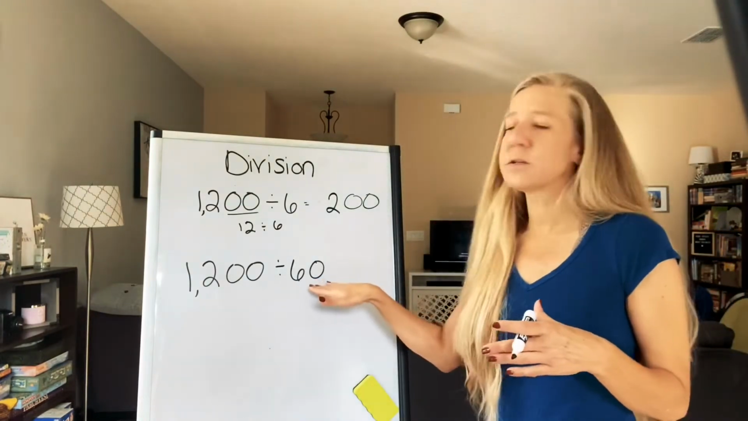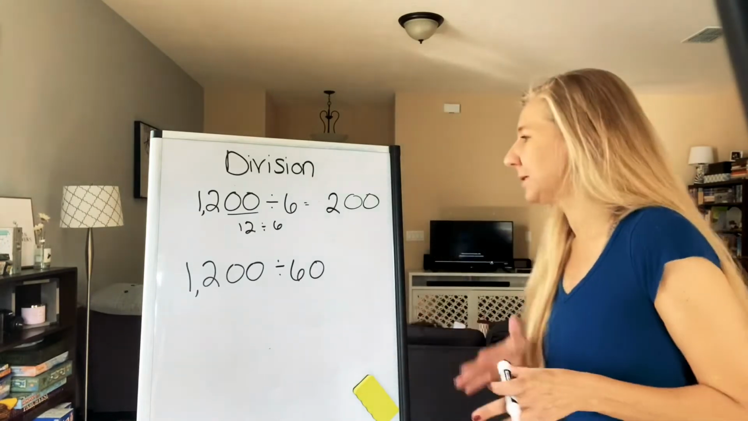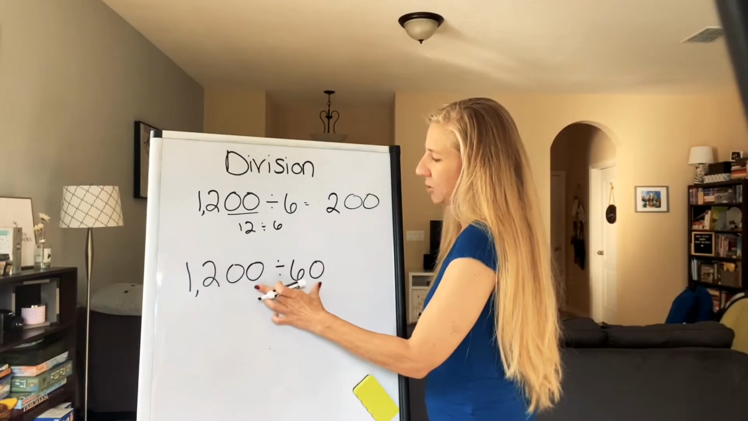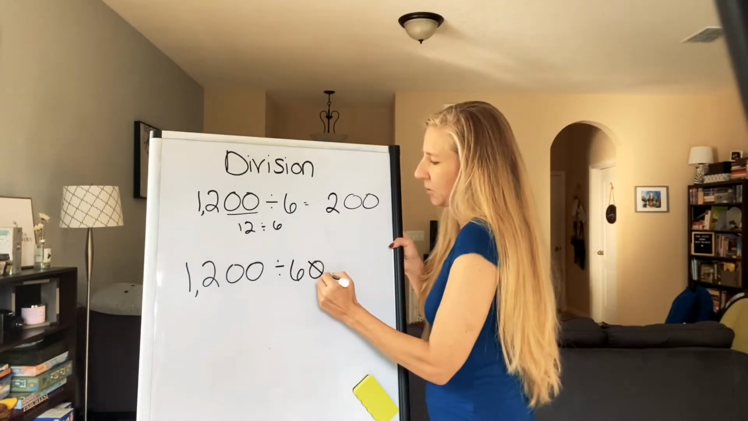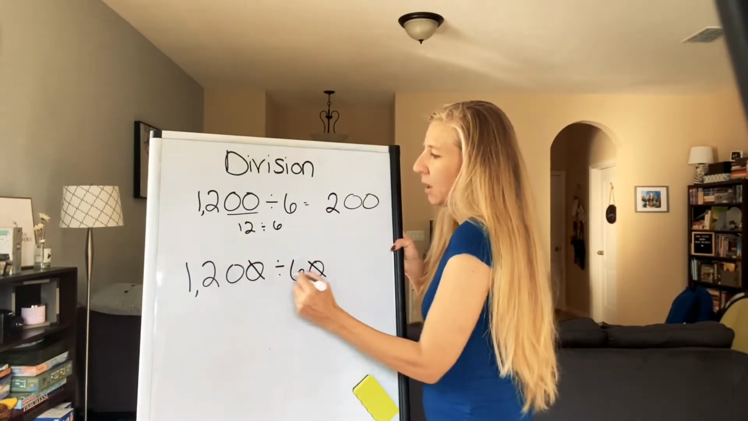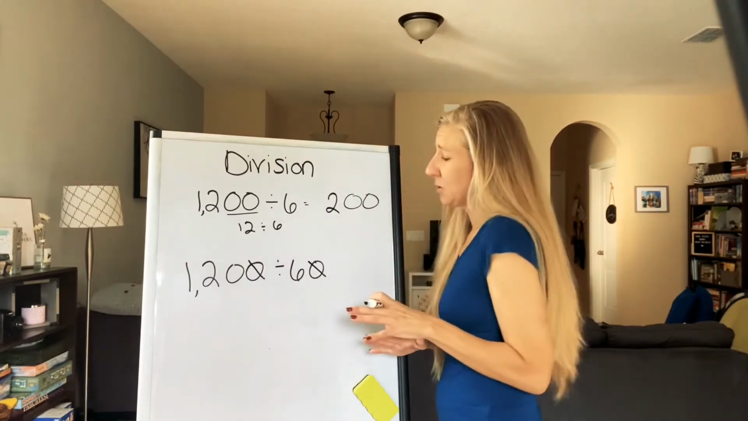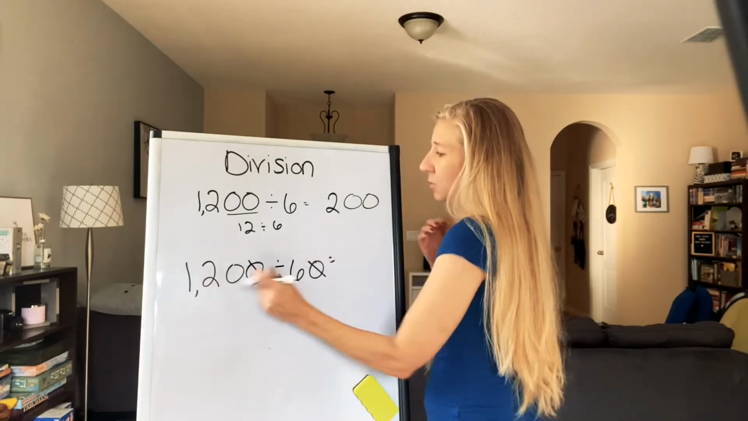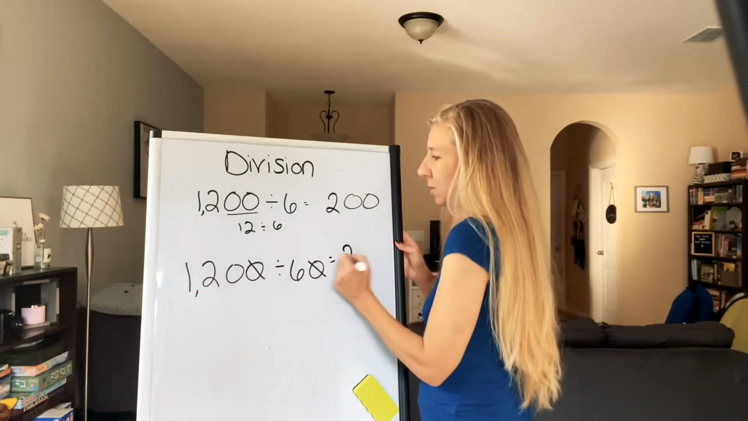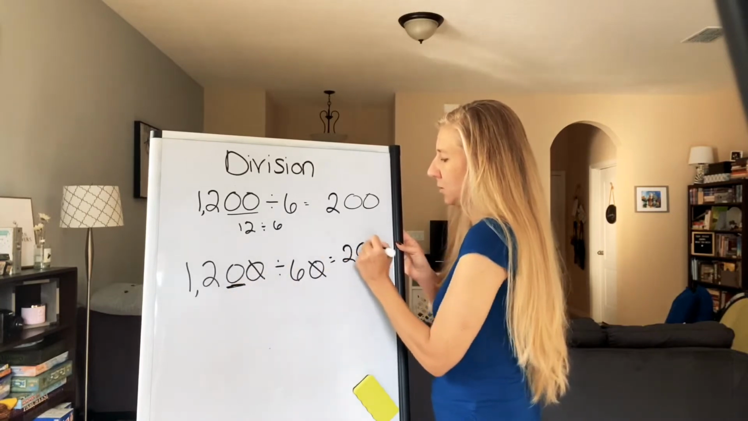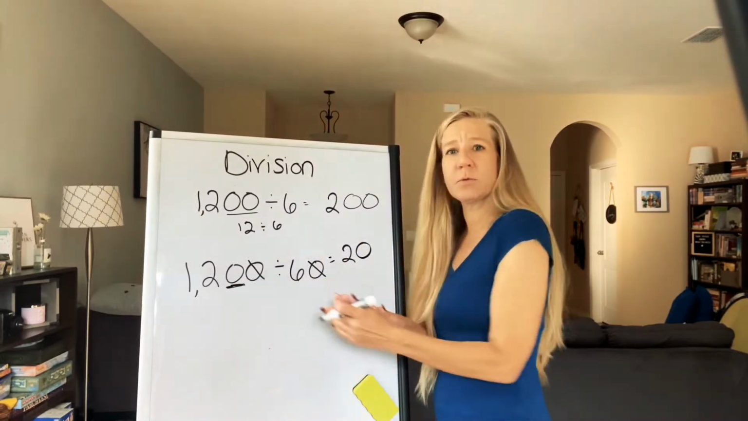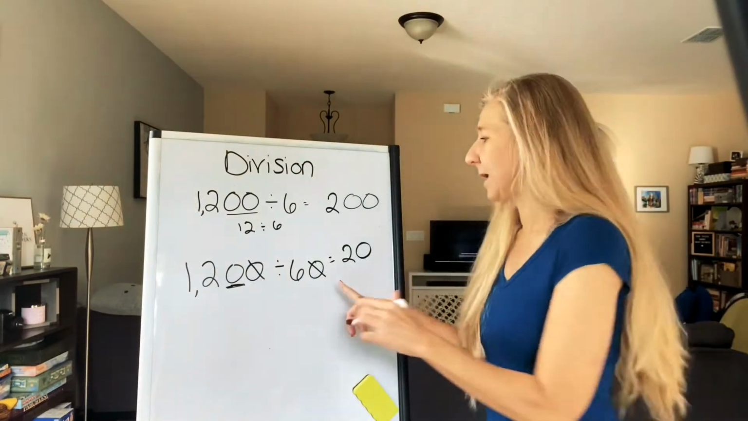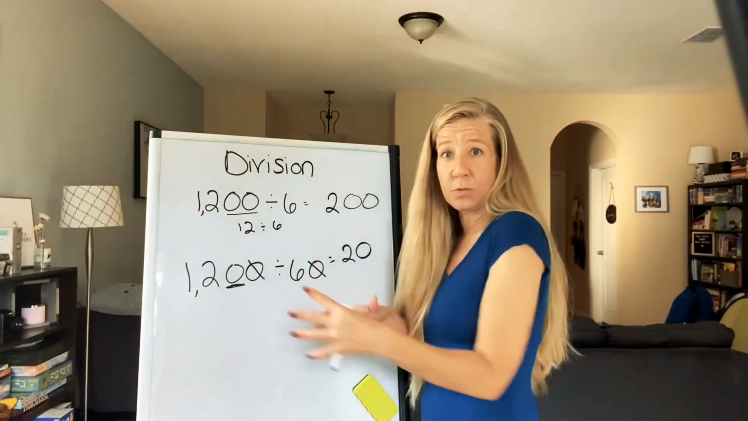But what if there's a zero in the divisor? Well, let's take a look at what that would look like. These zeros actually, the one from the divisor and one of the zeros here, those cancel each other out. So we end up with 120 divided by 6, which would be 12 divided by 6, which is 2, and then this 0 goes on the end. So when you have a 0 in the dividend and in the divisor, they can cancel each other out and then work with what is left.